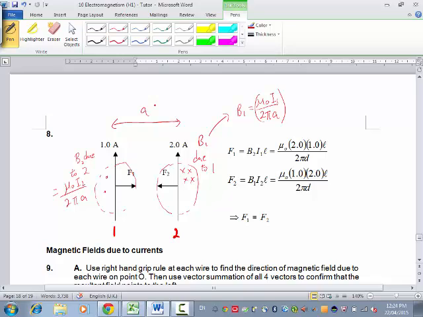Okay, guys, shh. So you can see that the force F1 is BIL, but it's the B due to wire 2, times its own current times L. You can see I sum inside. And realize that both numbers are the same. Please jot down this.